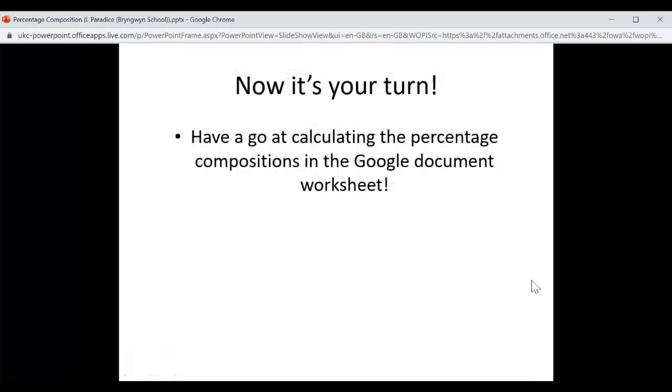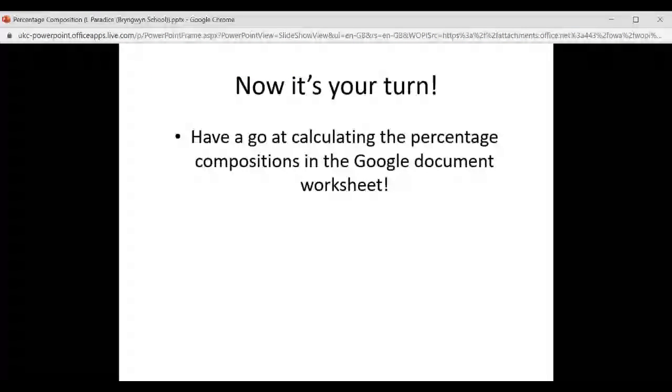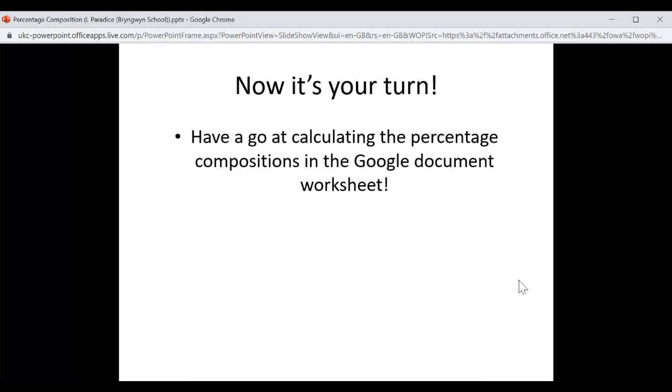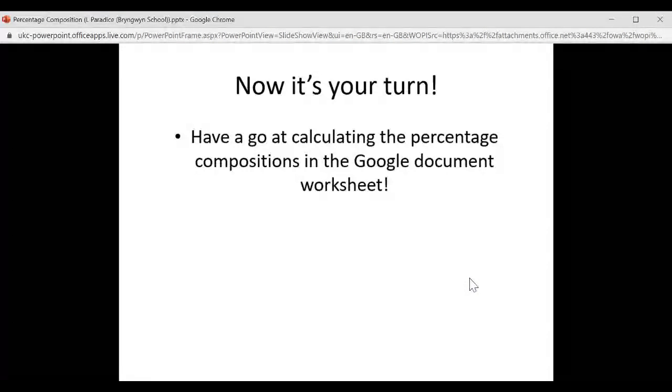Okay, now it's your turn basically. I've included a Google document for you to have a go at. I think there's 5 that I've set for you to do. Have a go at calculating the percentage compositions of the elements within the compounds listed on the sheet, and good luck. Let me know if you've got any problems.